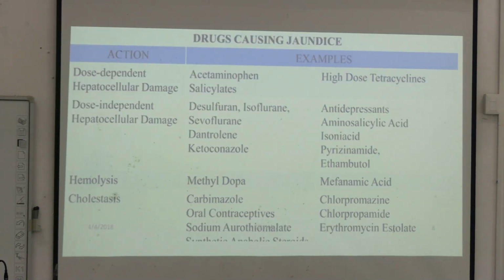Now here are some drugs that cause jaundice. Dose-dependent hepatocellular damage. You can remember the drug names which can cause jaundice. Drugs are acetaminophen, salicylate, disulfiram, isoflurane, just a few names.